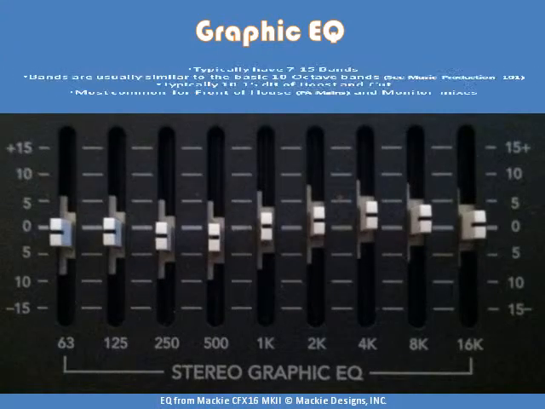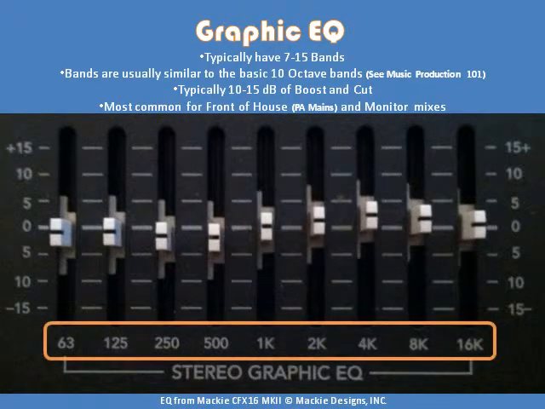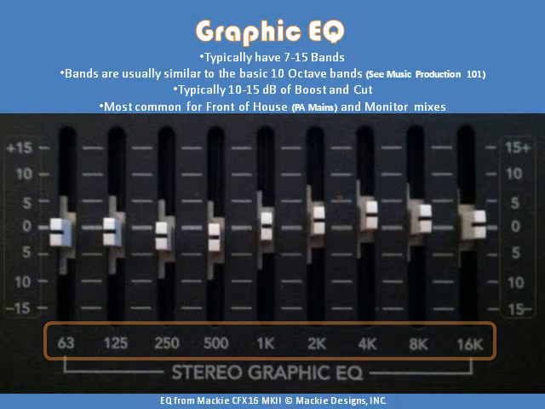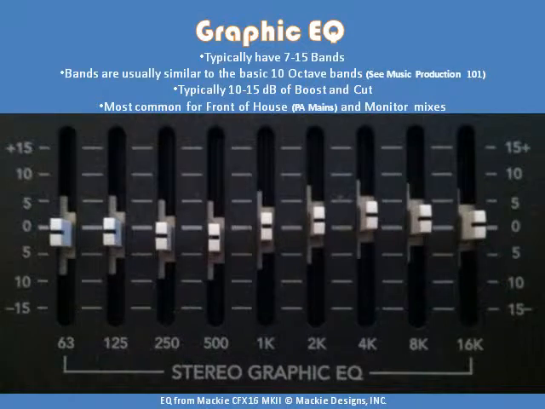First, we're going to start with graphic equalizers. These typically have 7 to 15 bands. The bands are usually similar to the basic 10-octave bands of the audible spectrum. These typically also have 10 to 15 decibels of boost or cut that you can use. And these are most common for front-of-house PA systems and monitor mixes.